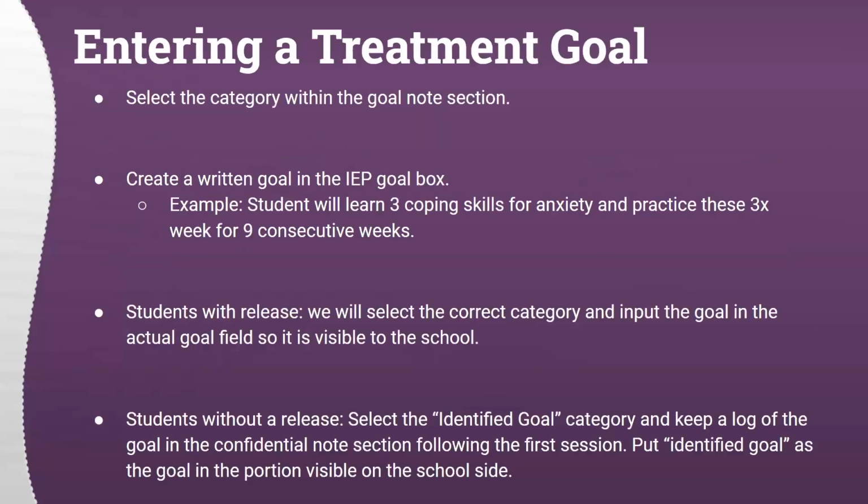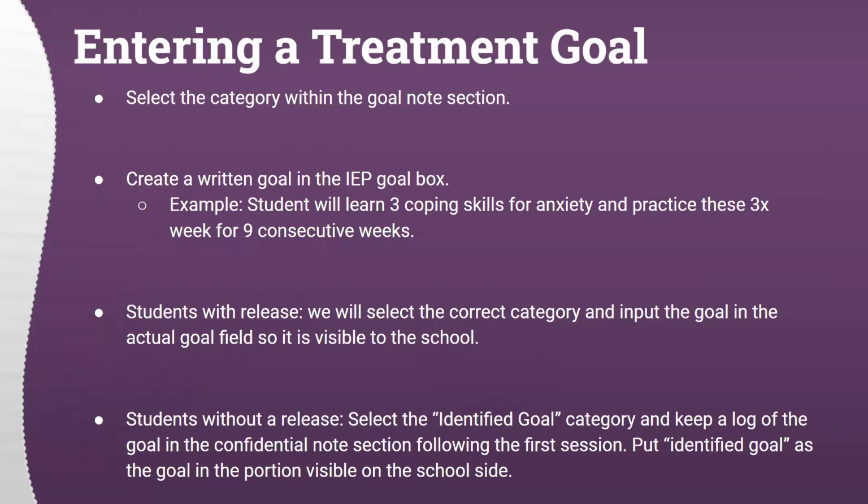The first thing that we're going to do is select the category within the goal note section. Some examples for this category include reducing aggression, emotional regulation, developing coping skills, etc. You will choose the correct category, including a non-specific one labeled identified goal for students without a release of information, and then you will write a more detailed goal under the IEP goal. It's important to note we are not making an IEP goal, but rather this is the current label for that section in STAR. This goal should be more specific.